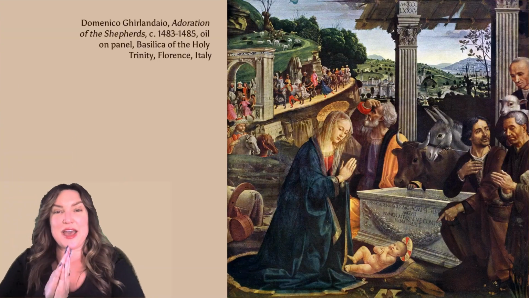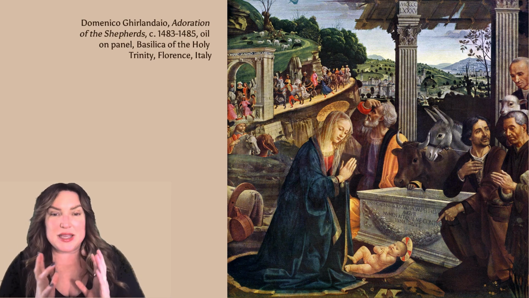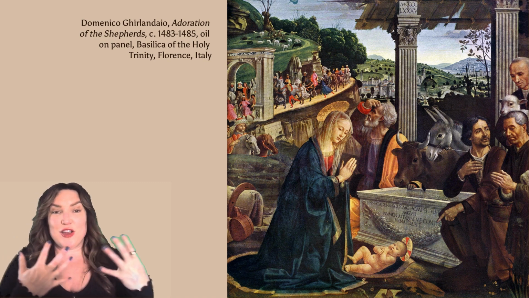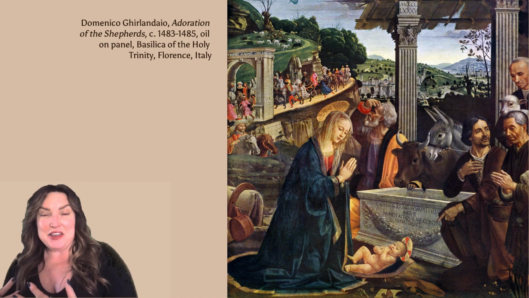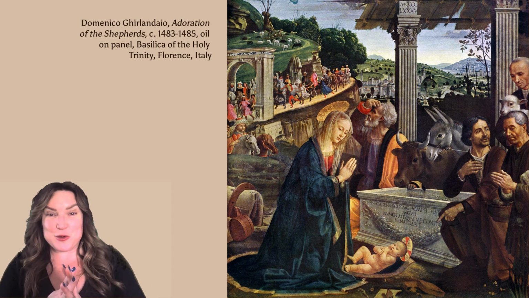And next to this we have a painting of the same subject matter, the Adoration of the Shepherds, by Ghirlandaio. This is from 1485. So again, we have a Northern Renaissance artist and an Italian Renaissance artist from around the same time period, the 1470s, 1480s.